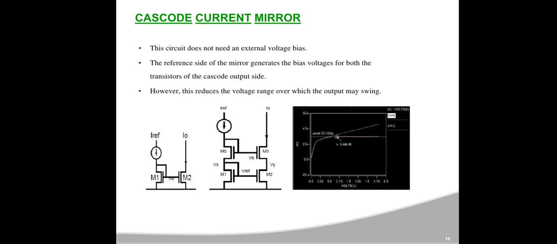Cascade current mirror. This circuit does not need an external voltage bias. In the cascade current mirror, the reference side of the mirror generates the bias voltage for both transistors of the cascade output side. However, this reduces the voltage range over which the output may swing.